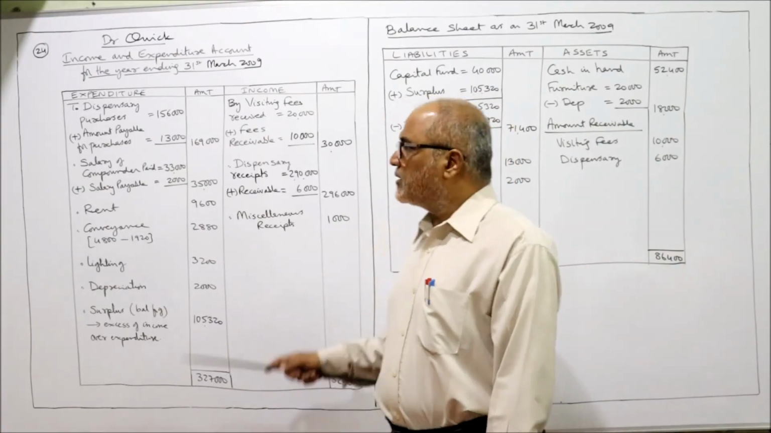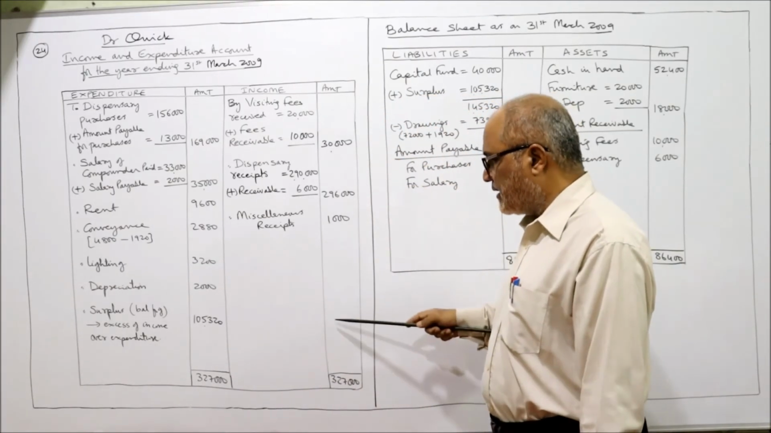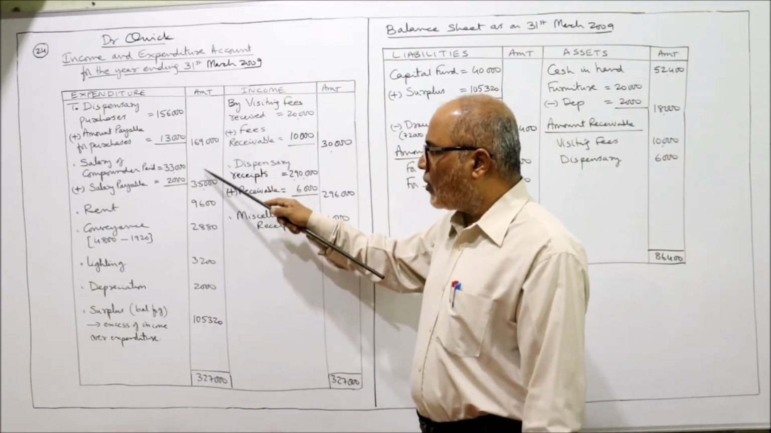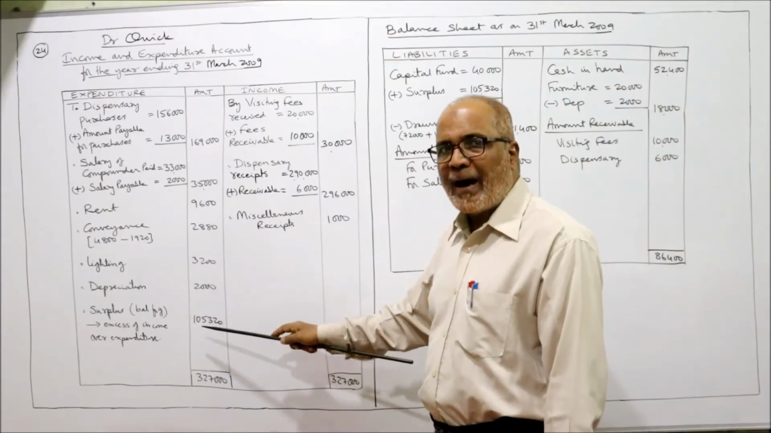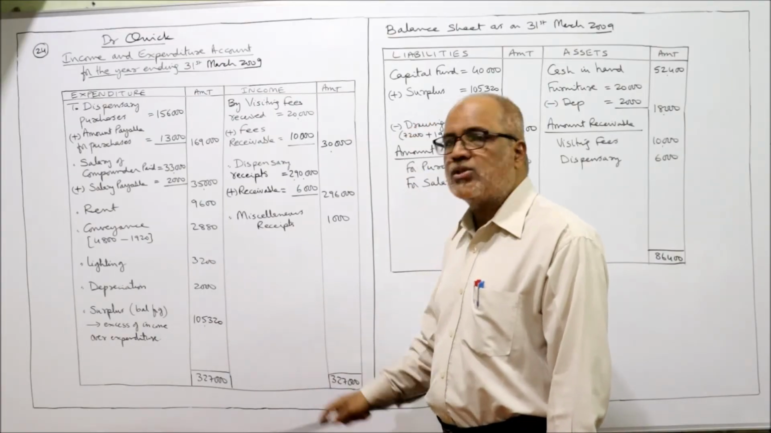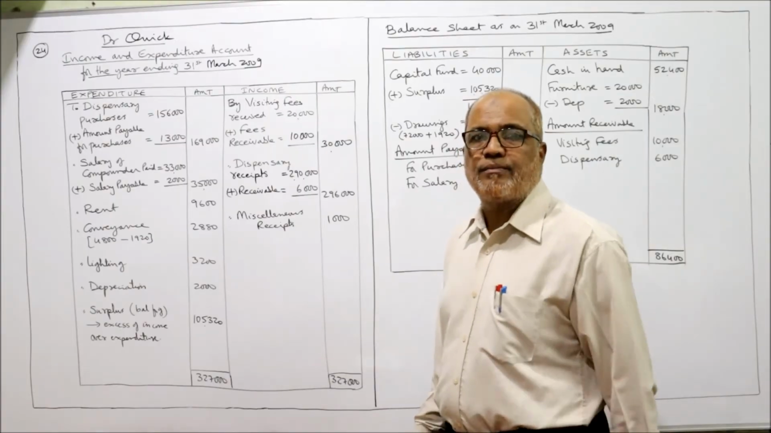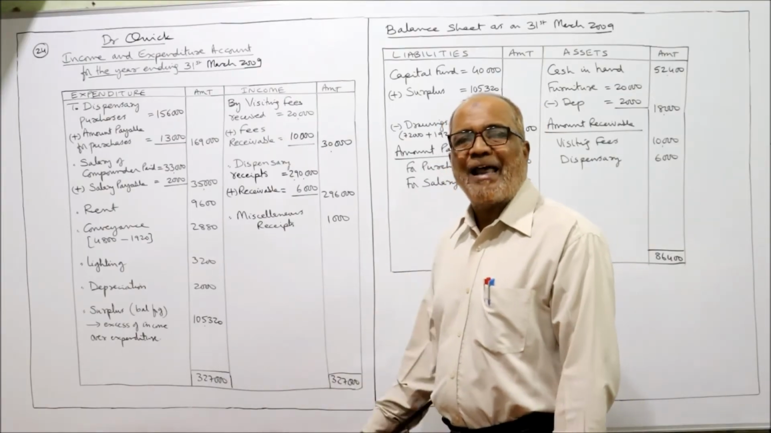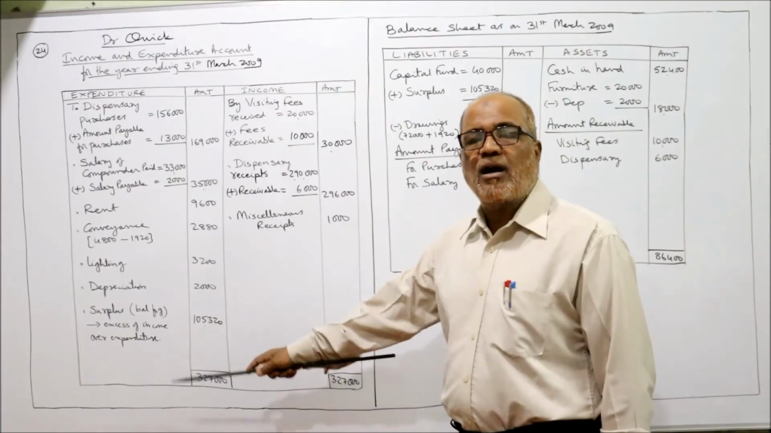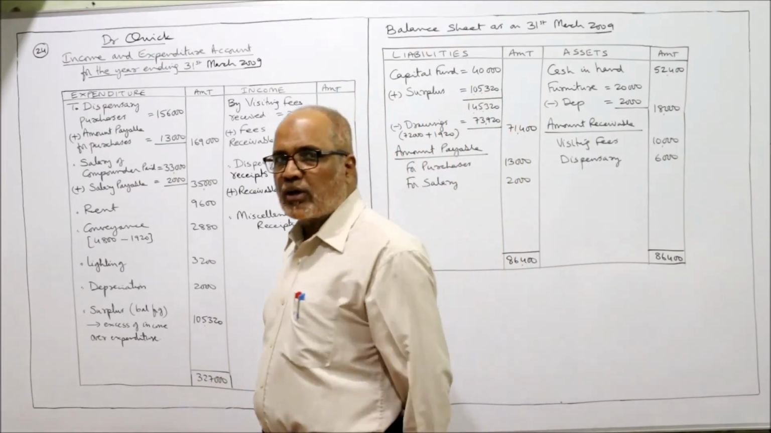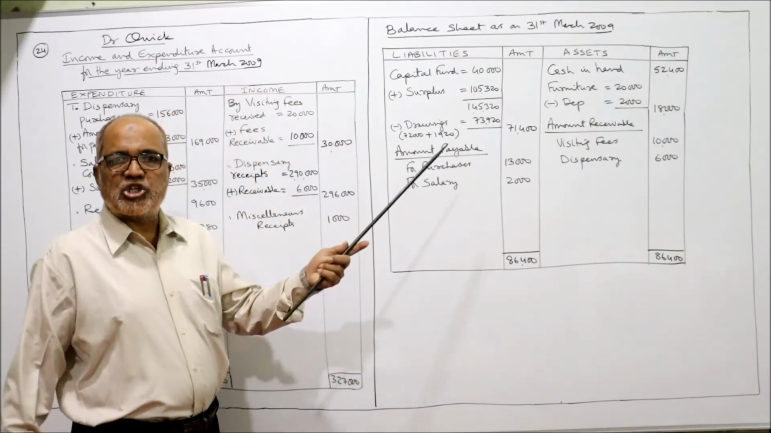Now take the total of the credit side, income side, 3,27,000. From 3,27,000, deduct all debit items. The balancing figure will be 1,05,320. 1,05,320 is the surplus. It is the surplus balancing figure, excess of income over expenditure. That's it. So income and expenditure account completed. Now I am coming to the balance sheet.